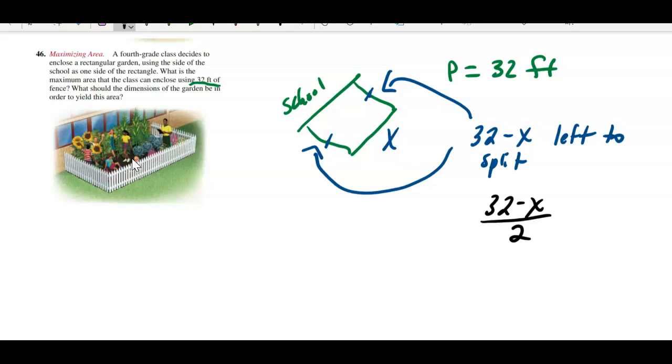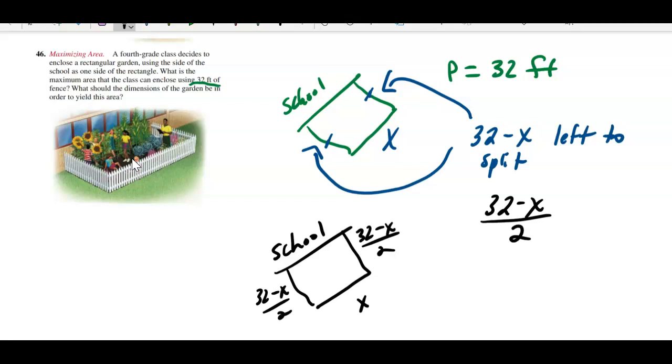Dividing it in half. All right, so now I'm going to come and just kind of redraw our picture with all of our information that we just found included on it. Okay, so that's 32 minus x over 2. This is x. And again, this is all in feet, by the way. And then 32 minus x over 2.